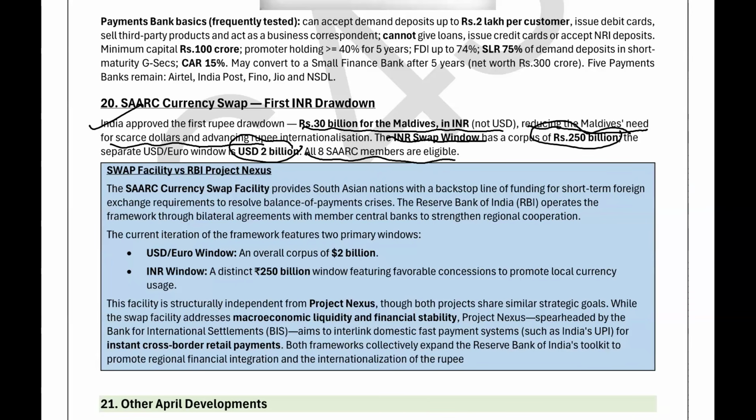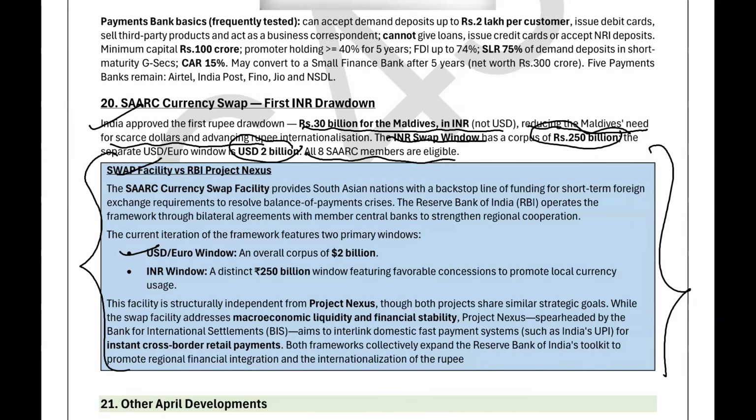Now, please try to have a glimpse of it. With the MCQ, I will be covering if it is in the list. But the swap facility versus RBI Project Nexus, ये क्या है? Please have a look. Data important for your prelims. USD Euro window कितना है? Overall corpus of $2 billion, ये याद रखो. Please note it down in your A4 size. INR window क्या है? A distinct ₹250 billion window featuring favorable consequences to partners' local currency.